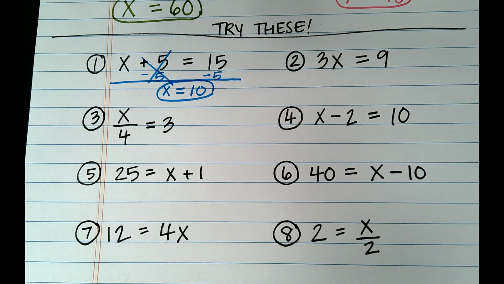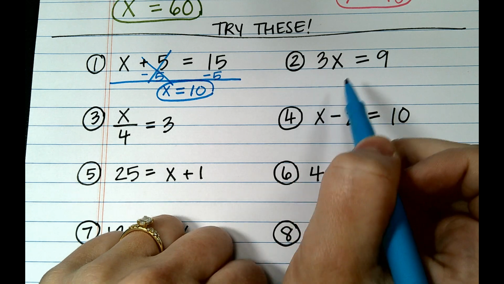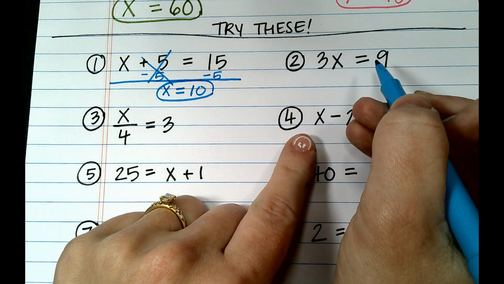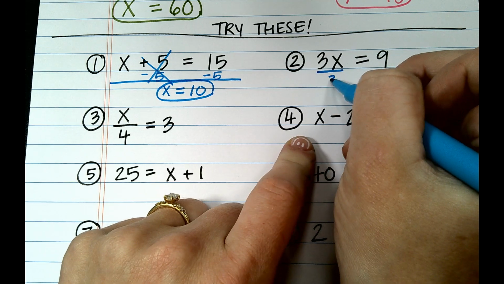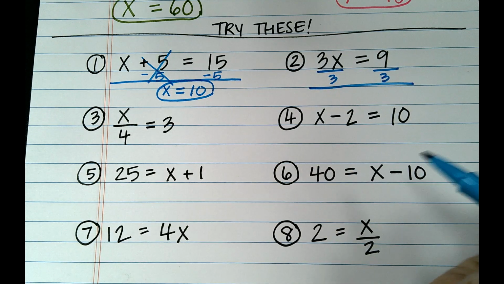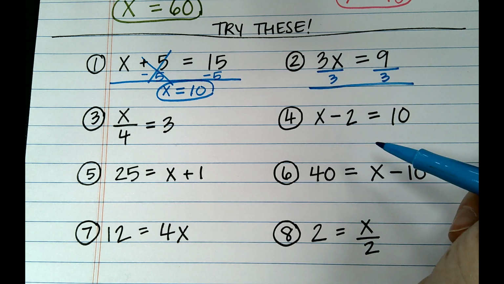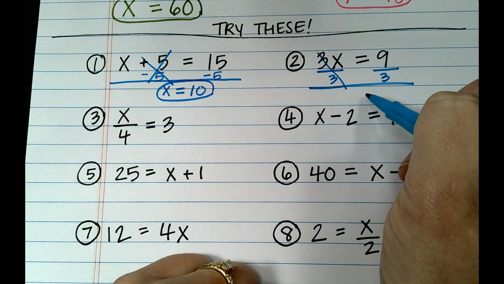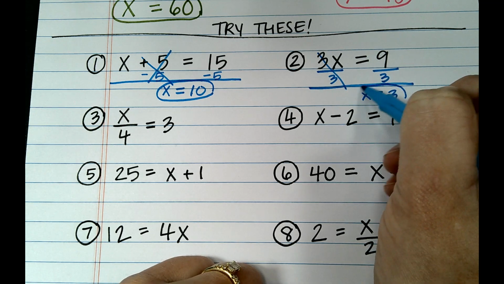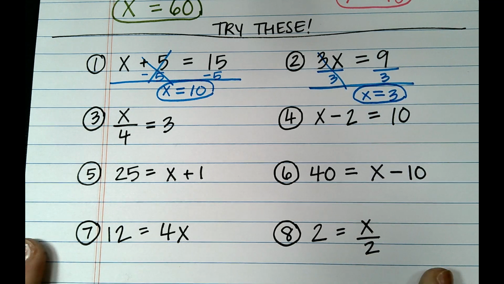Perfect. Number 2, 3 times X equals 9. How do I solve this one? Divide. We're going to divide by 3 on both sides. And my 3's, what happens there? They cancel. So I get X equals 3. 9 divided by 3 is 3. Perfect.